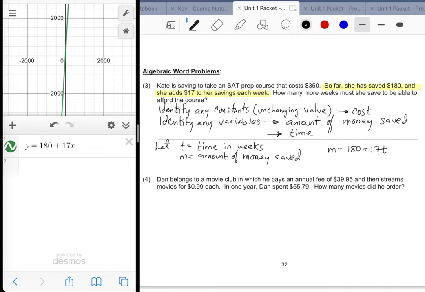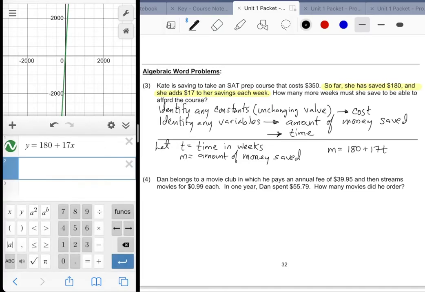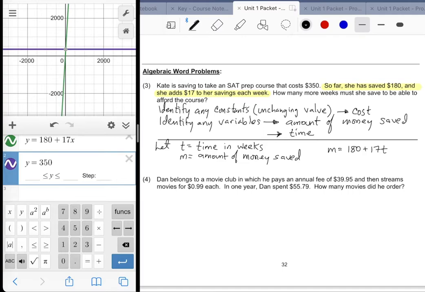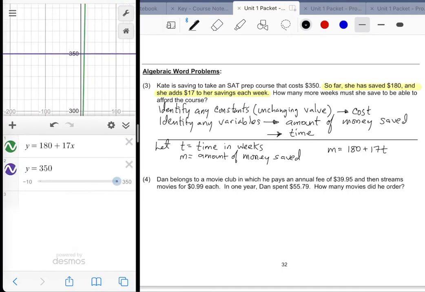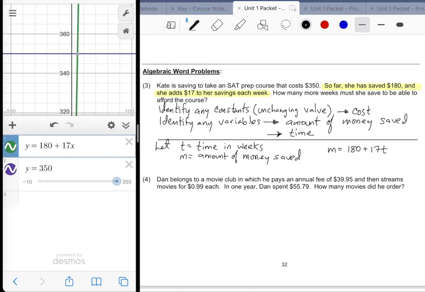All right. I would want to know when this equation achieves a value of 350. So what I would do is type in y equals 350, because y represents the amount of money earned, and then get to that intersection and find the x value of that intersection. So tap, and you'll see it would be 10. All right. So you could do it using Desmos.